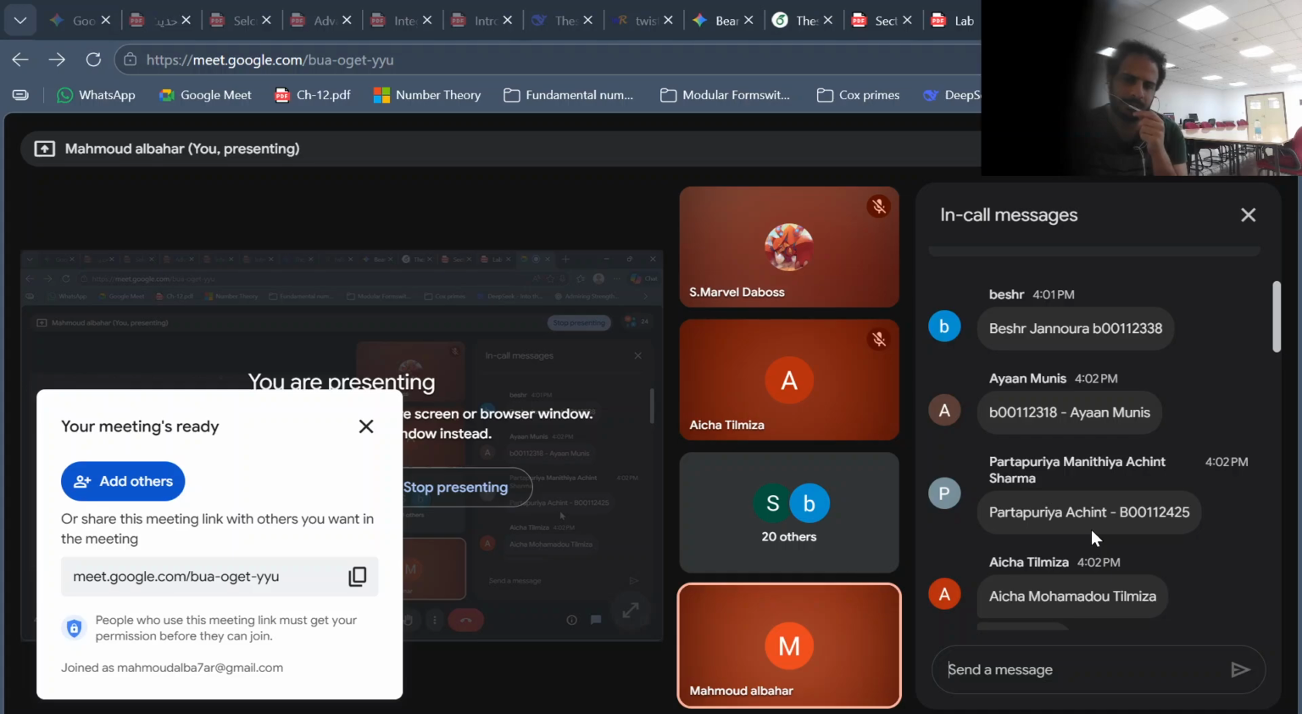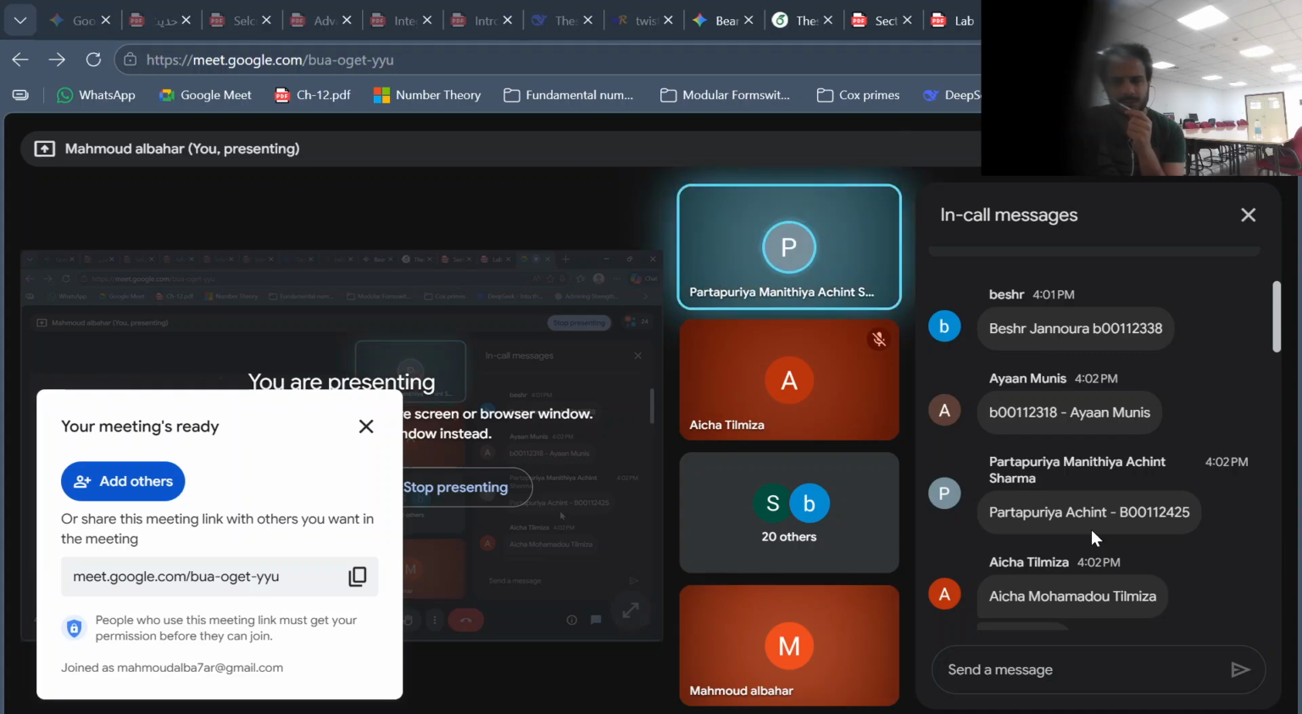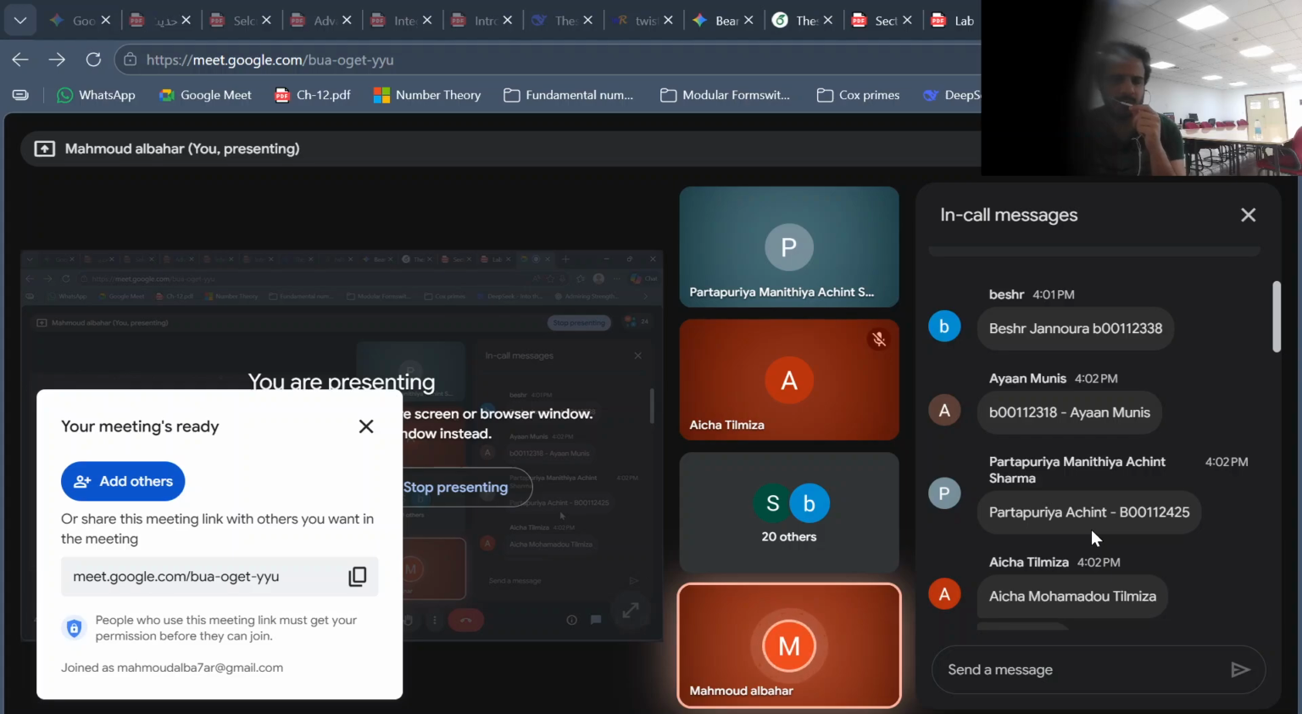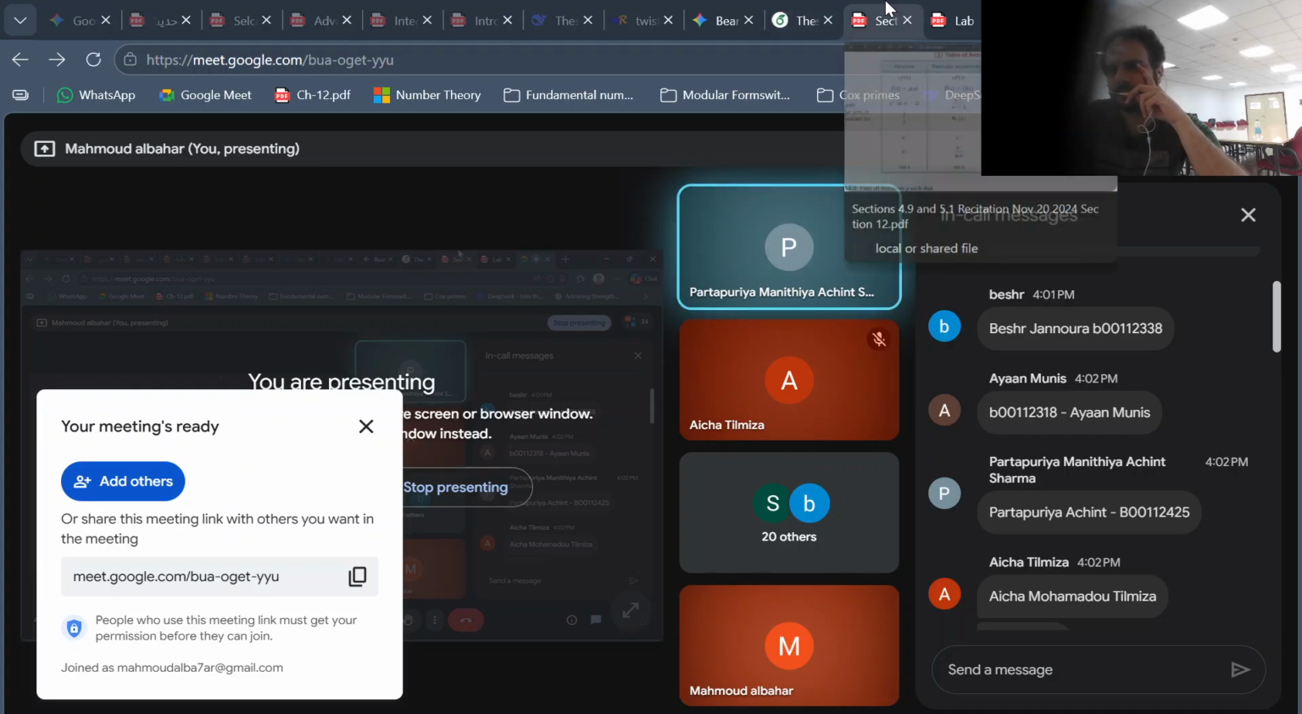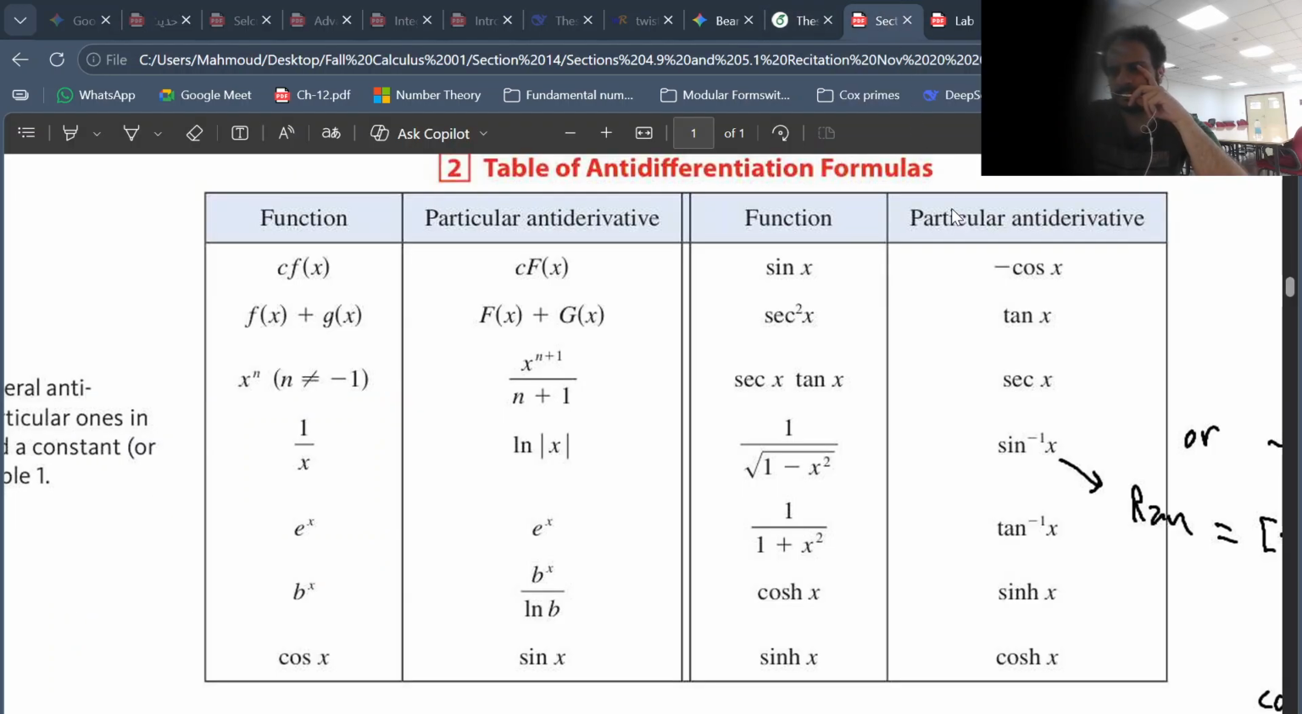Yes, Professor. Do you know the derivative of b to the x? Could you repeat that again, please? Derivative of b to the x. Constant, derivative of e to the power x. So constant b power x would be b power x times ln of b. Ln of b.